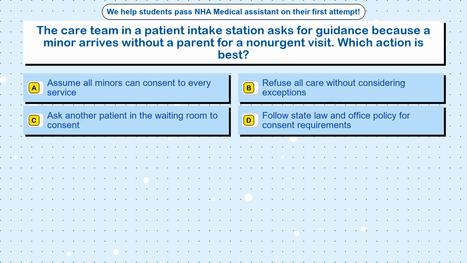Question 67. The care team in a patient intake station asks for guidance because a minor arrives without a parent for a non-urgent visit. Which action is best? Option A. Assume all minors can consent to every service. Option B. Refuse all care without considering exceptions. Option C. Ask another patient in the waiting room to consent. Option D. Follow state law and office policy for consent requirements.